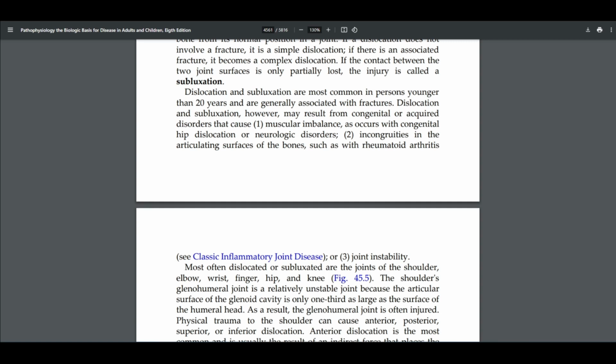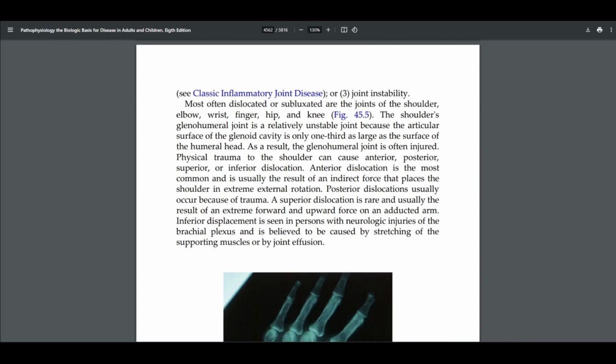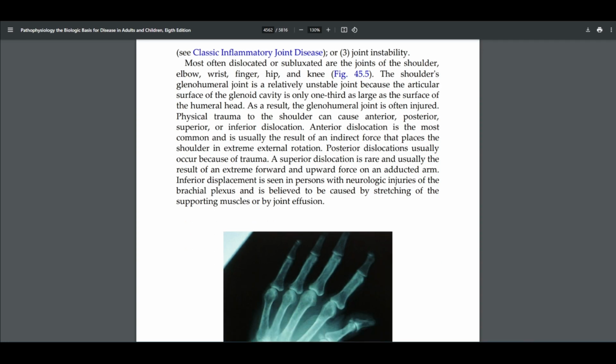Dislocation and subluxation are most common in persons younger than 20 years of age and are generally associated with fractures. Dislocation and subluxation, however, may result from congenital or acquired disorders that cause muscular imbalance, as occurs with congenital hip dislocation or neurologic disorders. Incongruities in the articulating surface of the bones, such as with rheumatoid arthritis, or joint instability may also be causes. Most often, dislocated or subluxated are the joints of the shoulder, elbow, wrist, finger, hip, and knee.